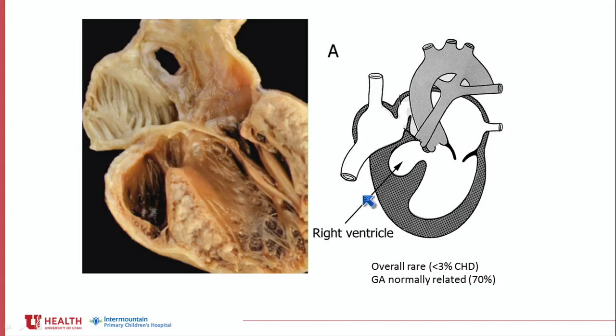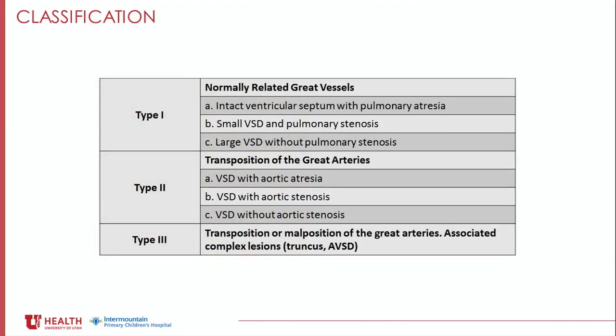This is fairly rare, less than 3% of congenital heart disease, and most of the time the great vessels are normally related, about 70% of the time. It's broken down into this classification system. We don't, or at least I don't, talk about type 1, type 2, and type 3. I say exactly what I think it is, meaning that in type 1, I would say that it's tricuspid atresia with normally related great vessels.